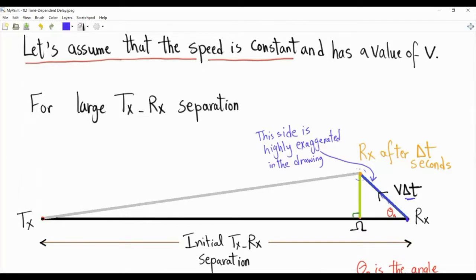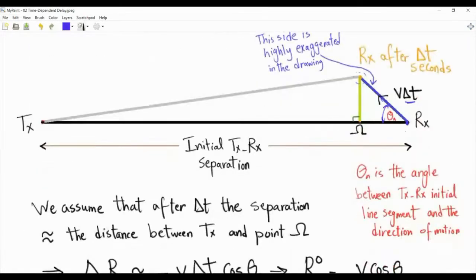Again, here is the transmitter, and here is the line connecting the transmitter and the receiver. Suppose that the receiver is moving with speed v, making an angle theta, and in a very short period of time delta t, the receiver will be here. It will travel a distance v delta t. Theta is the angle between the line connecting the transmitter and the initial position of the receiver, and the line segment giving the path of motion of the receiver.